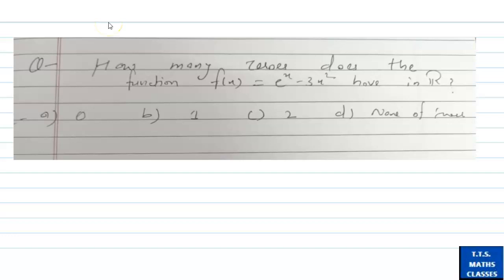How many zeros does the function f(x) = e^x - 3x^2 have in R? Okay, so option A is 0, option B is 1, option C is 2, option D is none of these.